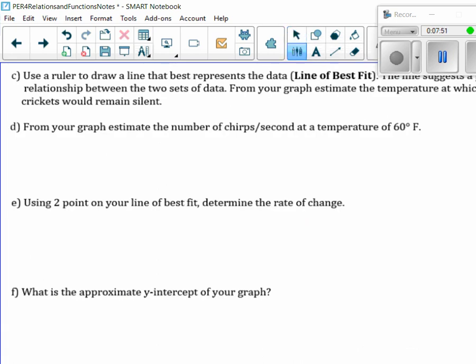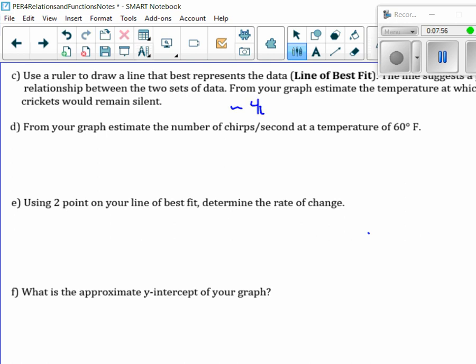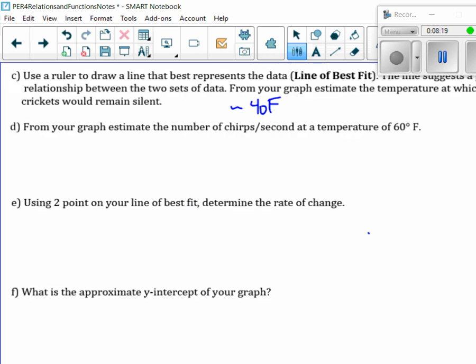Okay, so I don't know, approximately 40 degrees Fahrenheit. Can you estimate what it would be at 60 degrees Fahrenheit? Now use your line to do this, right? So mine might be off of yours. So 60, if I go across and then go down, it looks like it would be about 8. What did you guys get? You got 6? As long as it's something close. So approximately, what did I say, 8 chirps per second?